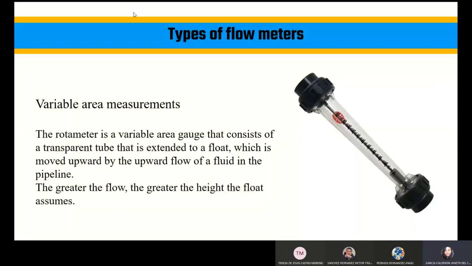One of the types of flow meters is the variable area measurement. In this case, we have here a rotameter that we can see in the picture. The rotameter is made of a tube and a float. When the fluid or the flow is crossing the tube, the float is going to rise depending on the amount of flow of our fluid or air.